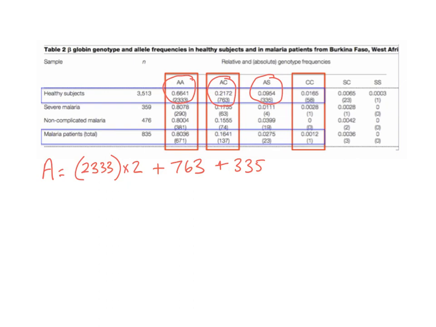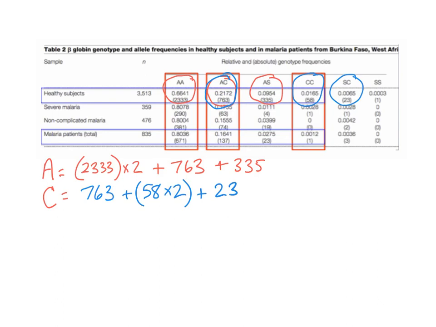And we can do the same thing for the C alleles, right? In the C alleles, let's do it in a different color actually. We've got 763 that each have 1. We have these guys, 58, that each have 2, so we have to multiply that by 2. And then we have these guys, 23, that also have a C allele.